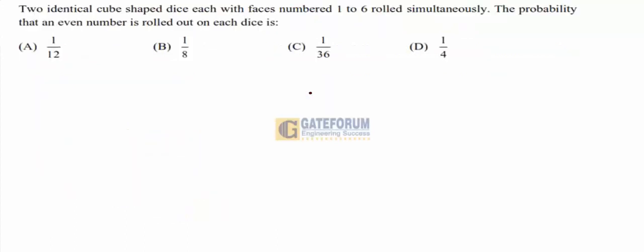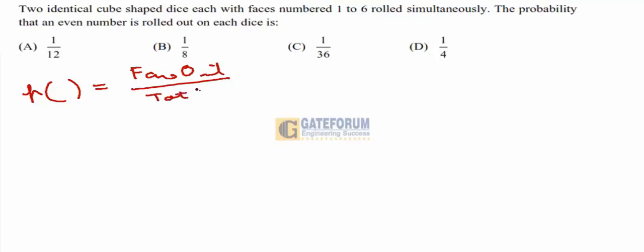Two identical cube-shaped dice, each with faces numbered 1 to 6, are rolled simultaneously. What is the probability that an even number is rolled out on each die, meaning on both the dice even numbers will come up? The probability will be equal to favorable outcomes divided by total outcomes.